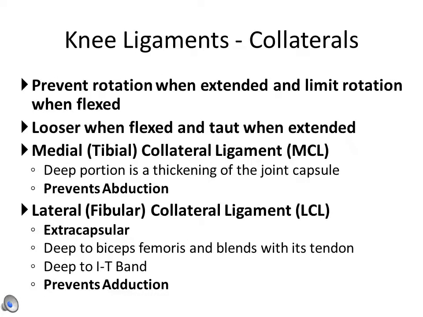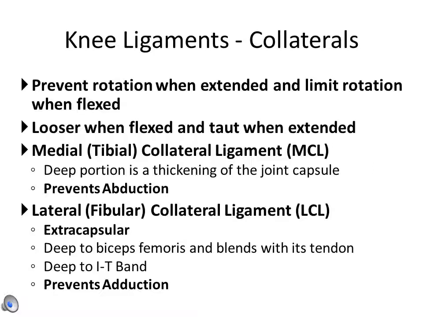The knee joint has two collateral ligaments, the medial collateral ligament, known as the MCL, and the lateral collateral ligament, known as the LCL. These ligaments are taut when the knee is in the extended position and looser when the knee is in the flexed position. Therefore, these ligaments prevent rotation when the knee is extended and limit rotation or allow some rotation when the knee is flexed.